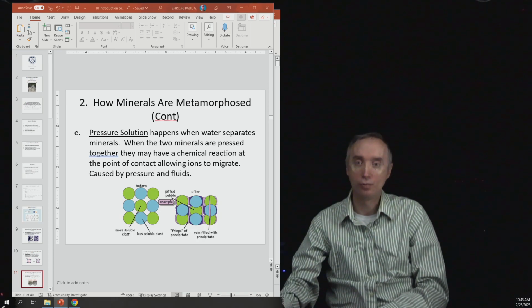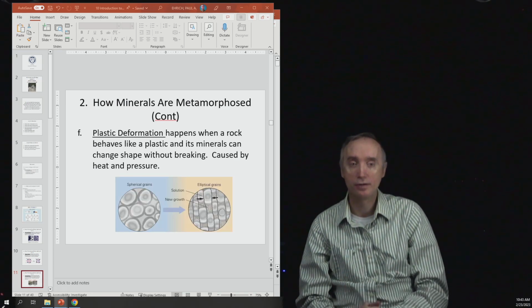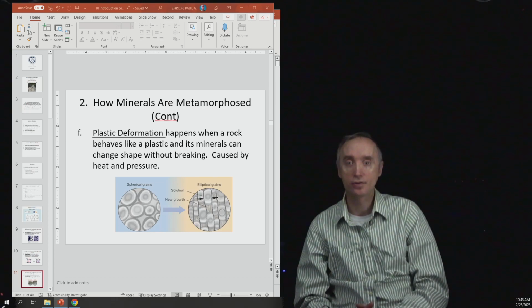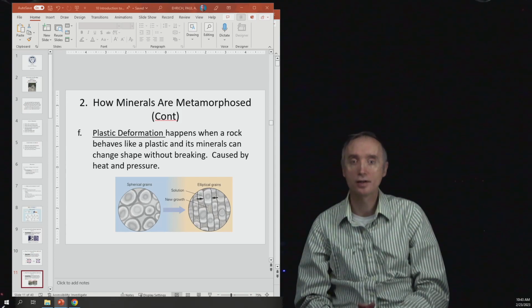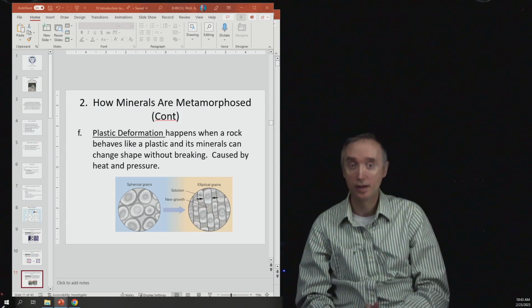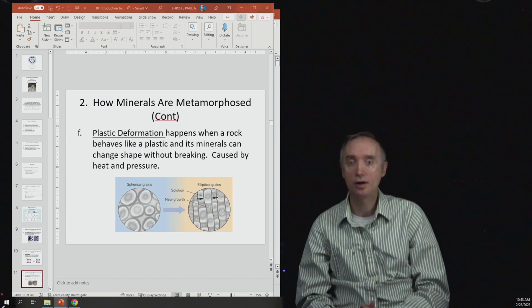So our final way of metamorphosing minerals is through plastic deformation. This happens when a rock behaves like a plastic, meaning it's able to flow, and its minerals can change shape without breaking. And this is going to be caused by heat and pressure.